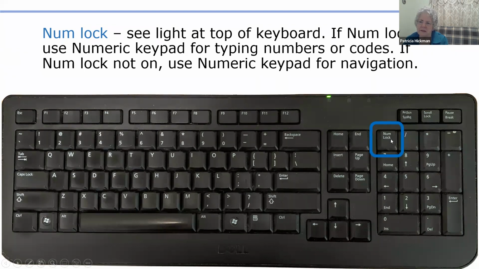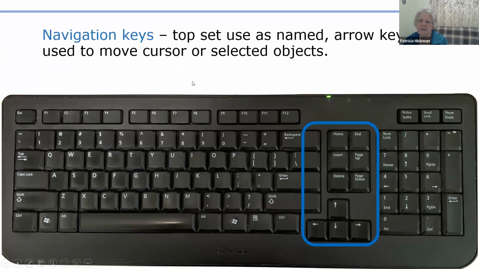But if the numlock key is off, if this light is off, then you use this part of the numeric keypad as directional keys to do different things, to go to the home side of whatever you're typing, to go to the end of the line you're typing, page up, page down, etc. So that's called navigation keys. And these are regular navigation keys.